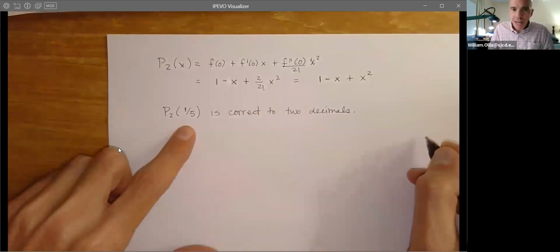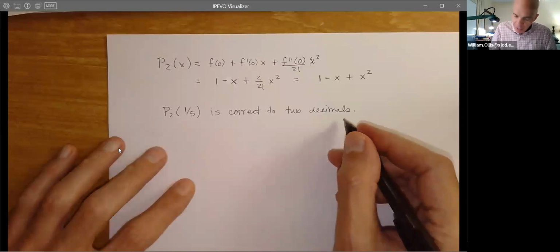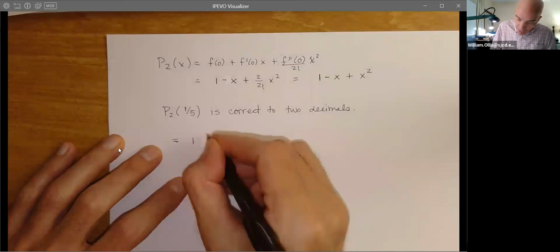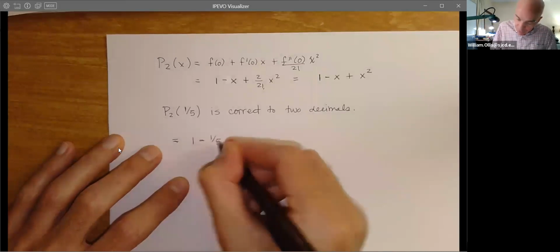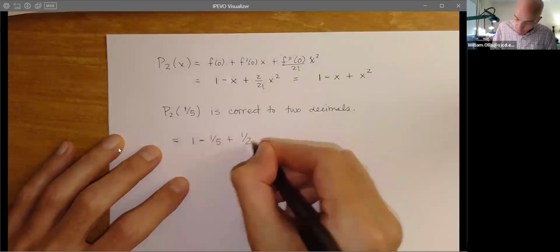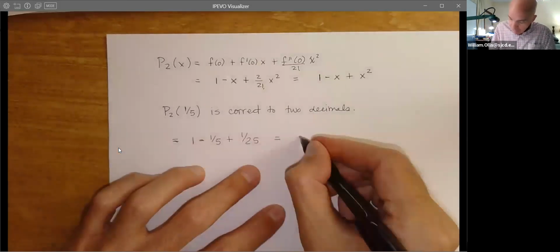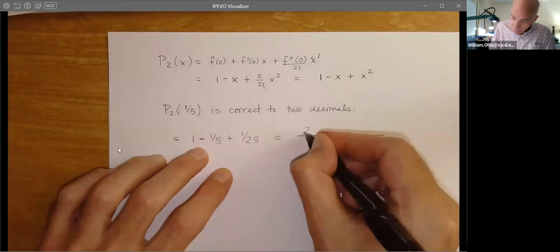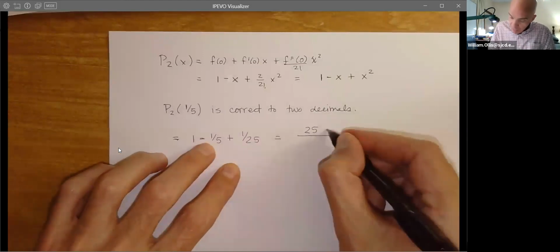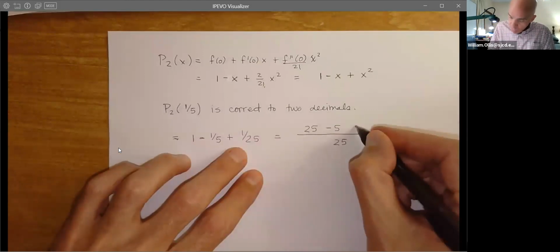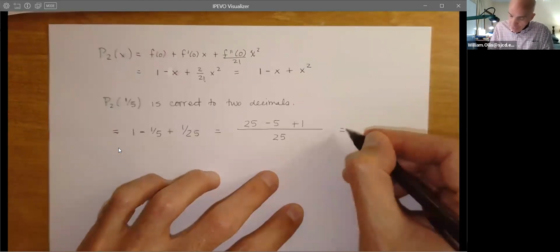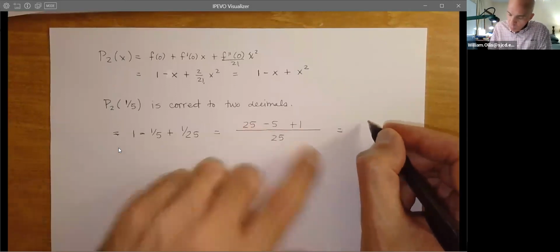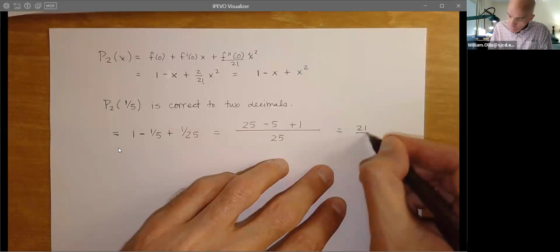So what's interesting about this is, let's just compute it. It's simple enough. So we get 1 minus 1/5 plus 1/25. So we get a 25 here, that'll be 25 minus 5 plus 1. So this will give us, in this case, 21/25.